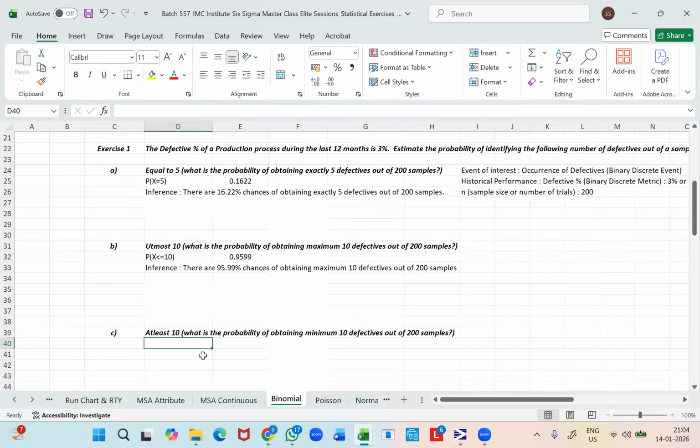But Excel and Minitab can provide probability values only for equal to and less than or equal to scenarios. They cannot give probability values for the greater than or equal to scenario. So what we need to do is convert this greater than or equal to into less than or equal to. So how am I going to do that?